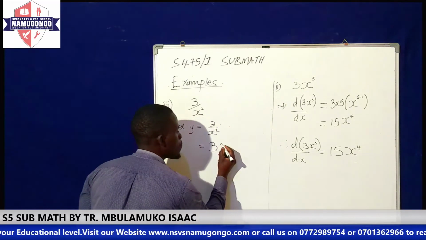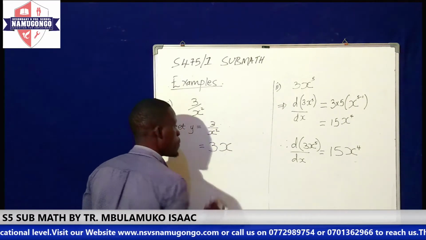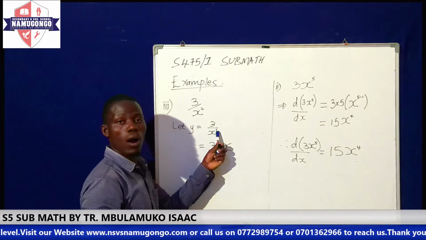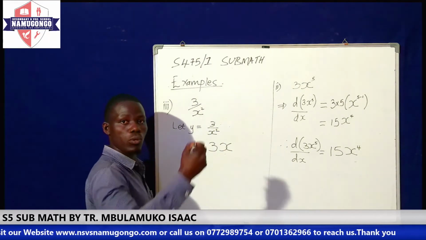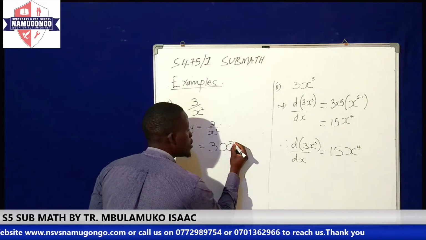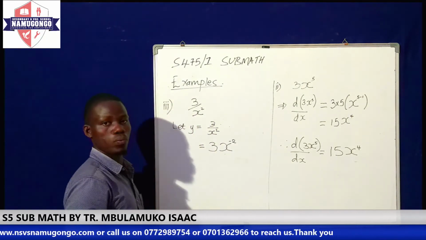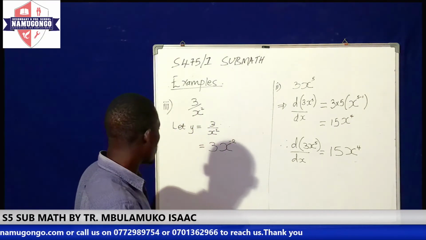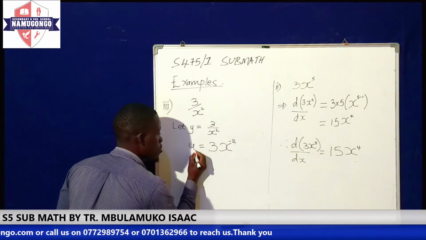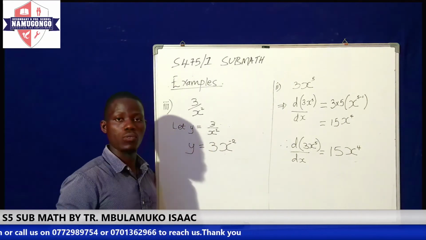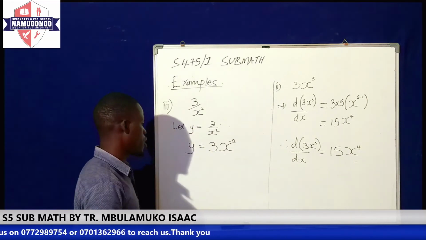So we shall have 3 times x. But we said initially the power was a positive 2. So when it goes up, it will become a negative 2. Is that okay?